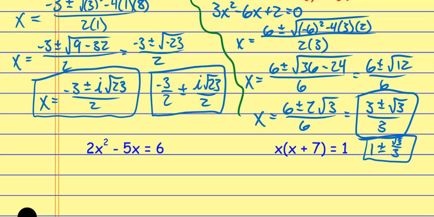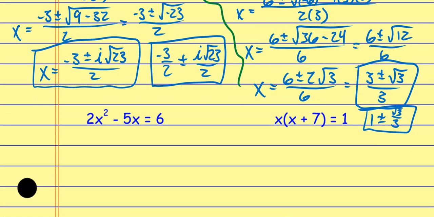If I look at the next one, again, same kind of thing here. I need a 0 over here first, so subtract that 6 from each side.